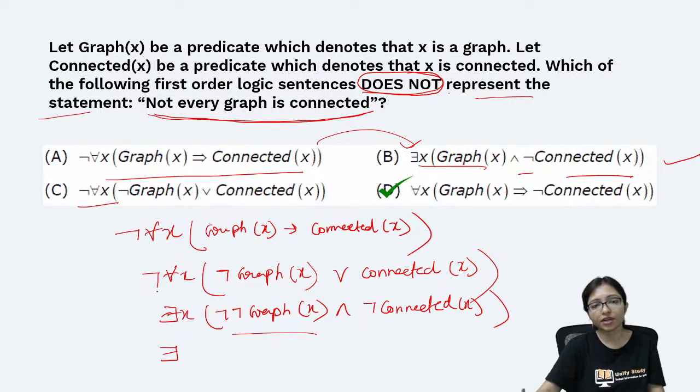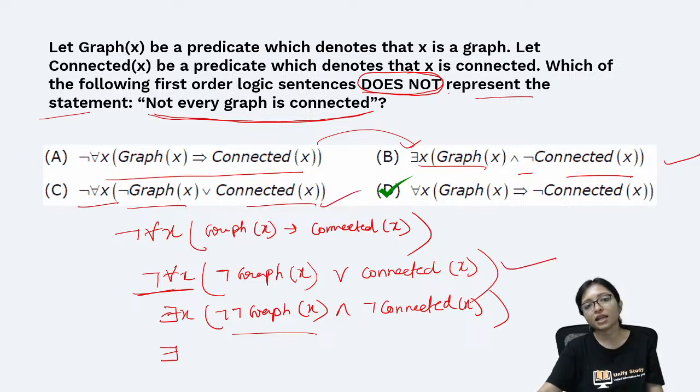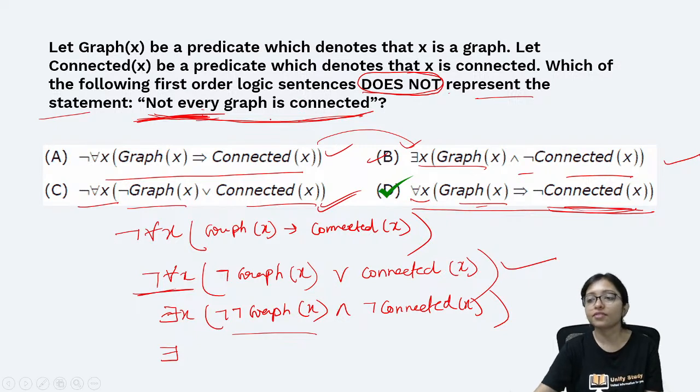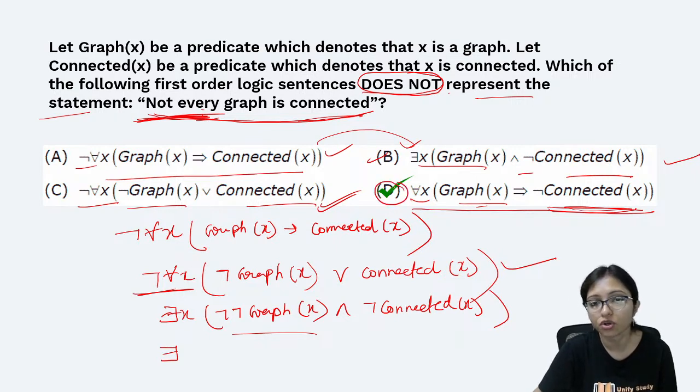And here it was already not for all X, graph or connected X. So ultimately this one and this one are all the same, which does not imply this, because here it was not every graph. Not every graph means not for all. It is telling for all graphs not connected. No, not every graph is connected, so it is not for all. So the answer will be option 4. All of you are making a mistake here with option 2.